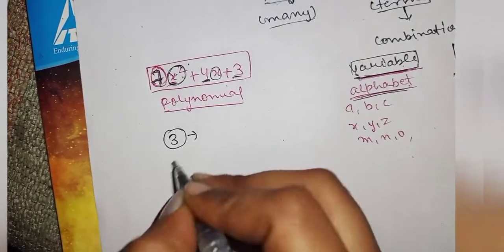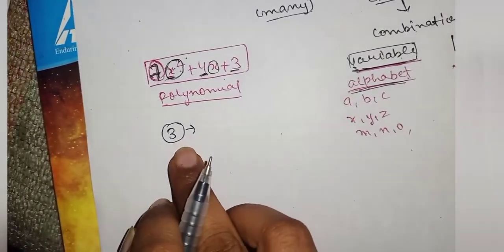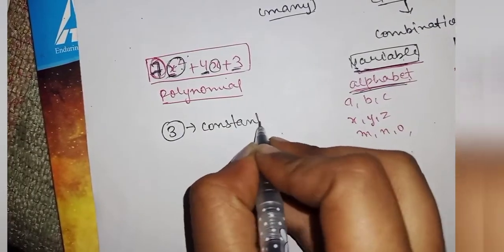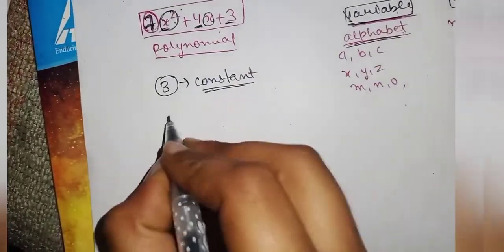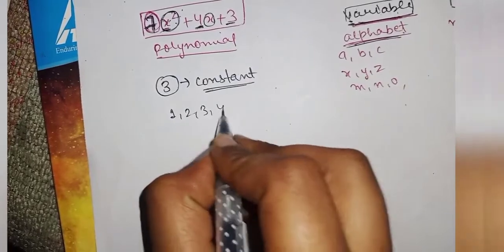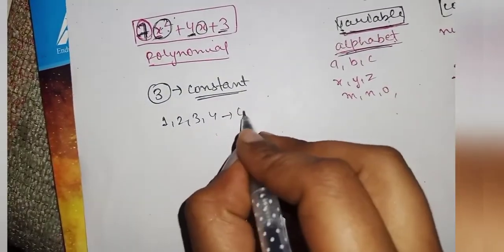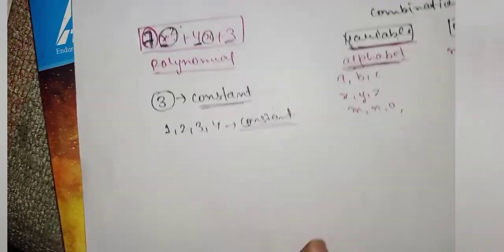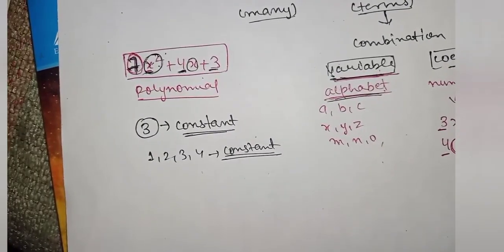But 3, the value 3, this is not the coefficient, this is not the variable. So here a new term comes, that is constant. If you get a number like 1, 2, 3, 4, or any number in numerical form, then you can say the number is a constant, or it cannot be changed or it cannot be varied, right?